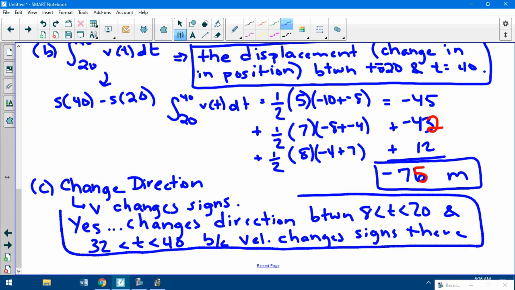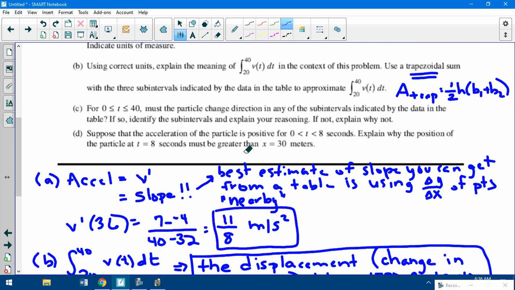Okay, so again, part C, not that tricky, but you have to break it down to know what it's asking. Changes direction means velocity changes sign. Okay, last part. Suppose that the acceleration of the particle is positive between 0 and 8. Explain why the position of the particle at t equals 8 seconds must be greater than 30 meters.